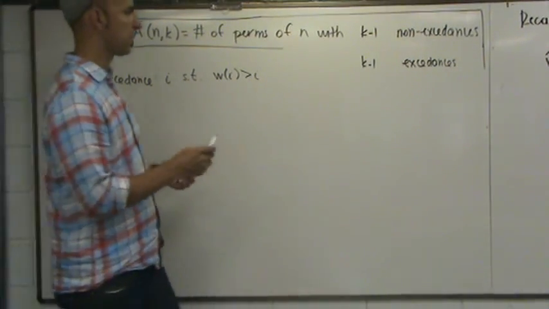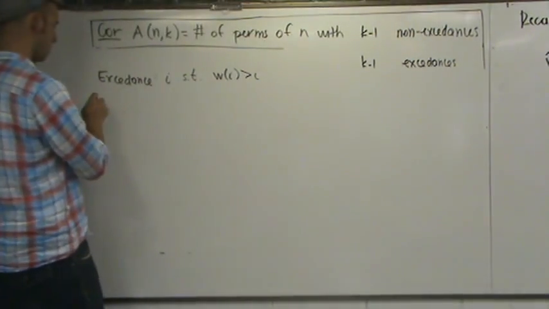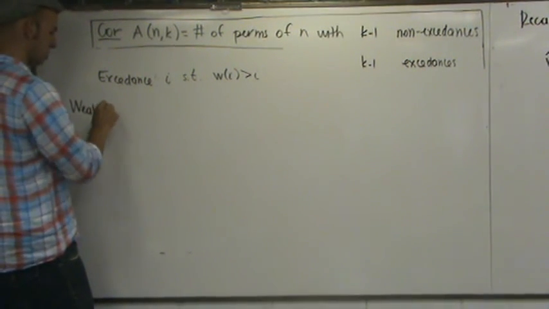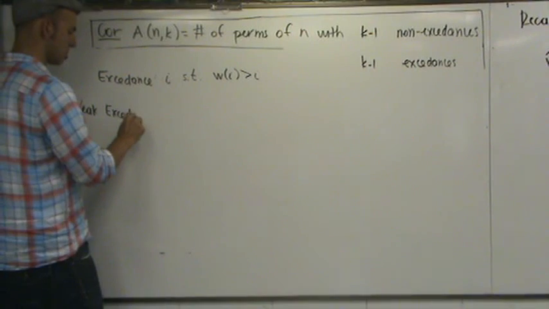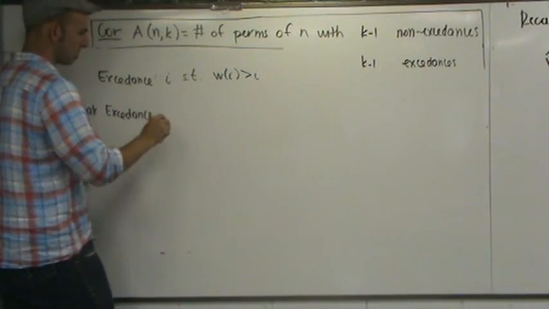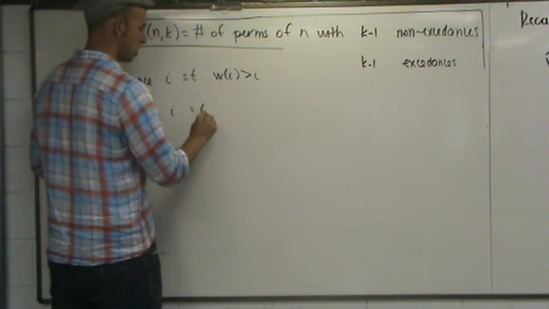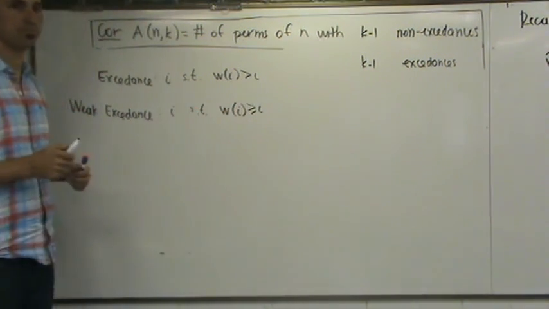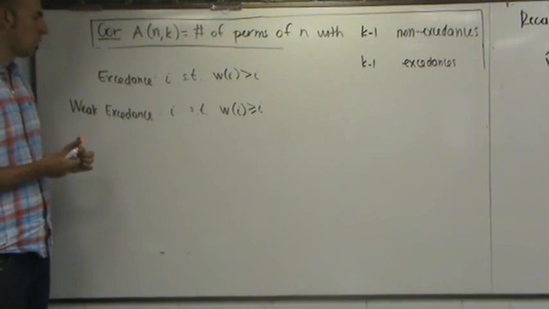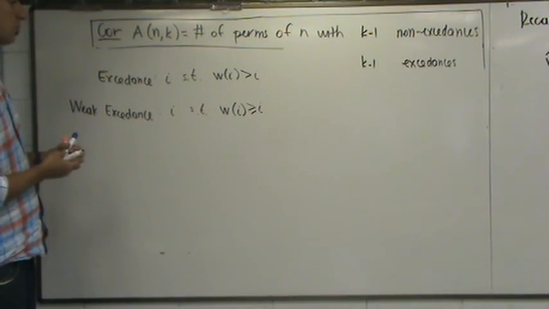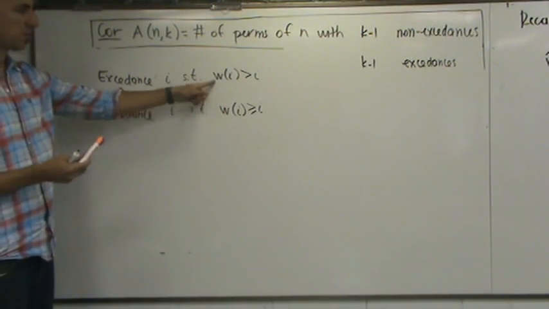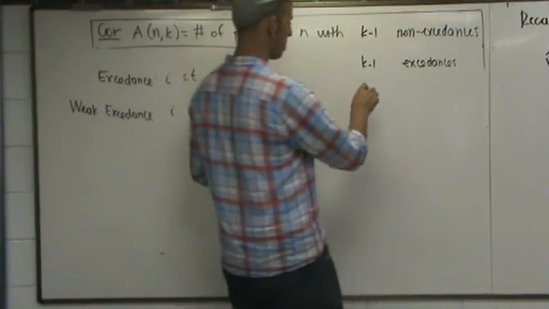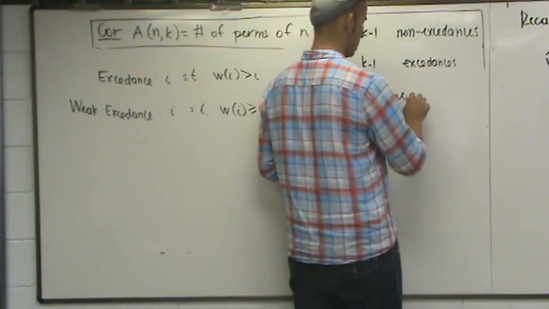And let me give you another one. So what should a weak exceedance be? Well, it should be the same thing except that the inequality is weak. Now this is a little bit different from this, but it's also possible to prove that this is the number with k weak exceedances.